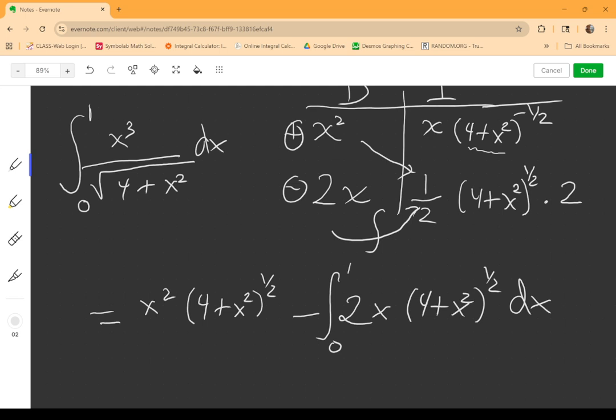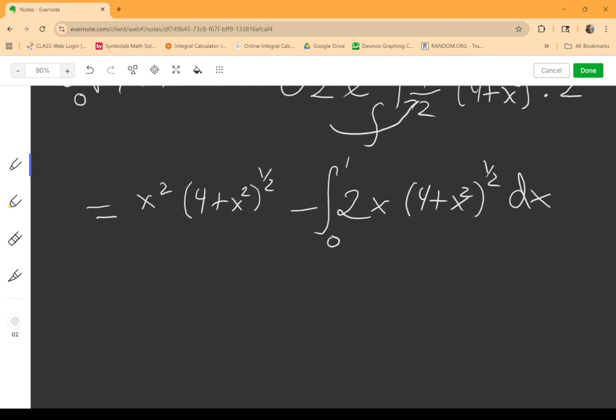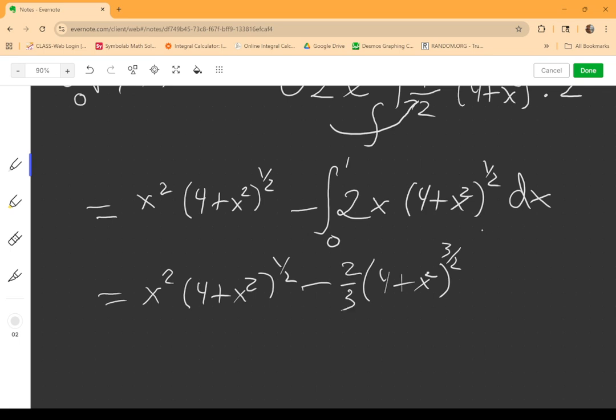Okay, and once again here we have another integral, but this can be done with substitution, right? This is just a power rule integral, right? And how do I know that? Because the derivative of 4 plus x squared is 2x, and I see it right out here. So let me rewrite this here. All right, so 4 plus x squared to the 1/2, we add 1, we get 3/2, times the reciprocal, 2/3. And that'll be evaluated at 1 and 0.